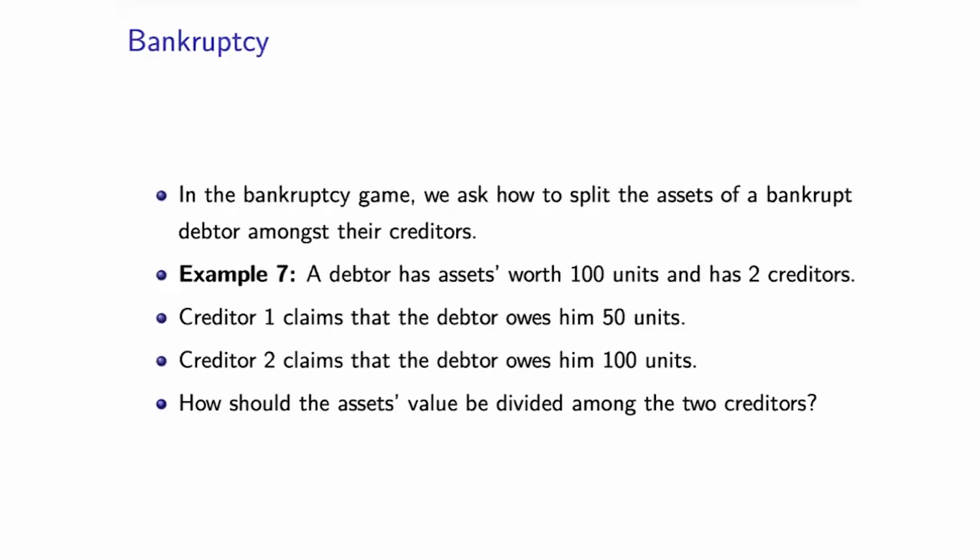So imagine that you have a debtor who has assets worth 100 units and the debtor has two creditors. Creditor 1 claims that the debtor owes him 50 units, and creditor 2 claims that the debtor owes him 100 units. Now, since the total claims is 50 plus 100, which is equal to 150, and is above the total assets that the debtor has, then we have to figure out a way of dividing this total asset among the different creditors. So the question that the bankruptcy problem deals with is how should the assets value be divided among the two creditors in this case.